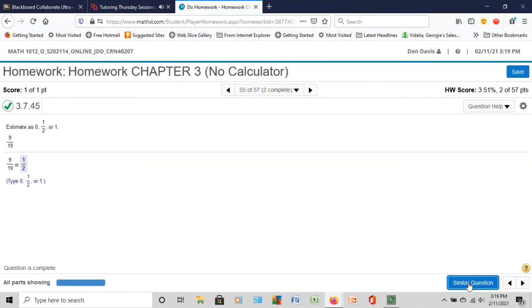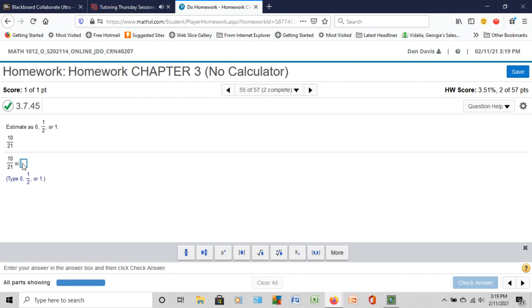Well, let's do one more similar one. Let's see what we get here. Look at that one: 10/21. 10 is about half of 21, a little less than half of 21. 2 times 10 is 20. So this one, again, the answer they're going to be looking for is 1/2.